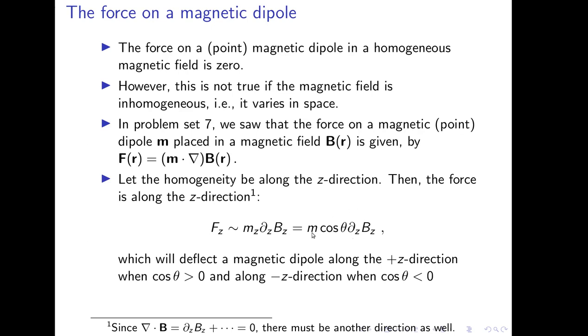So the force is proportional to cosine theta, and the force will be positive whenever cosine theta is positive, and in the negative z direction when cosine theta is less than 0. Of course, this cannot be the only case, because we know that del dot B is 0, and del dot B is dz Bz plus other stuff, so there must be other things. Of course, we know how to handle that complication, but at your level, we will ignore that.